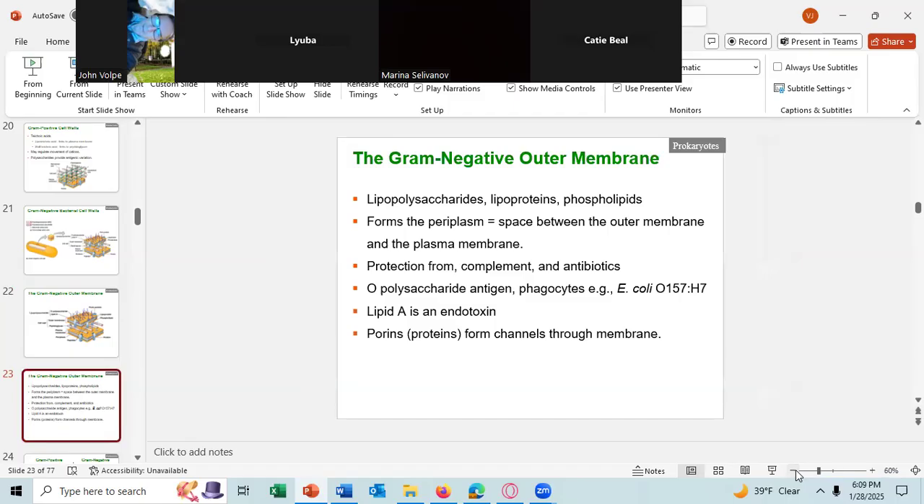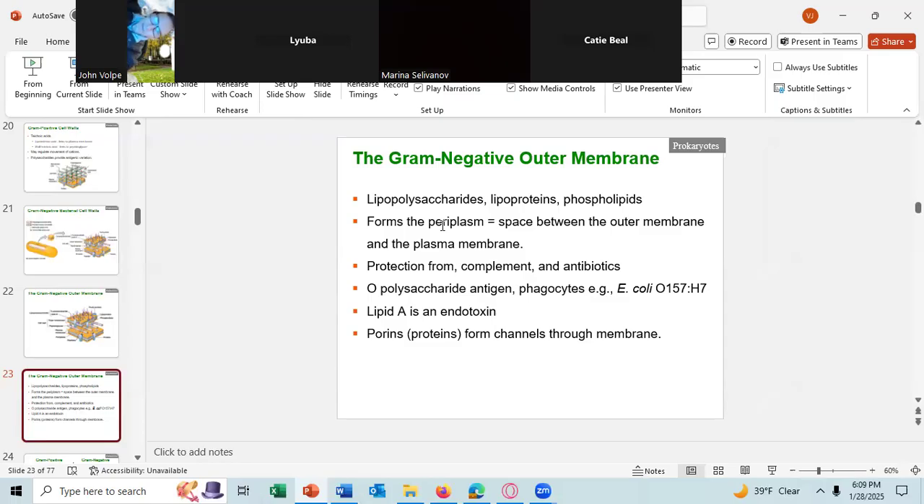So in the gram-negative outer membrane, we find different molecules, phospholipids, the main one. We also find lipoproteins, lipopolysaccharides. You don't need to know this. I won't quote you on that. But the space between the outer membrane and the plasma membrane is called the periplasm, and that is where we find the layers of peptidoglycan.